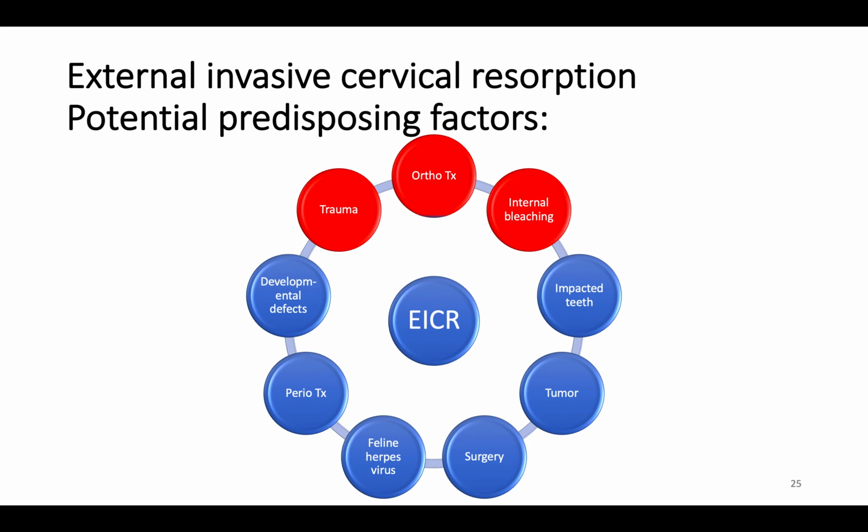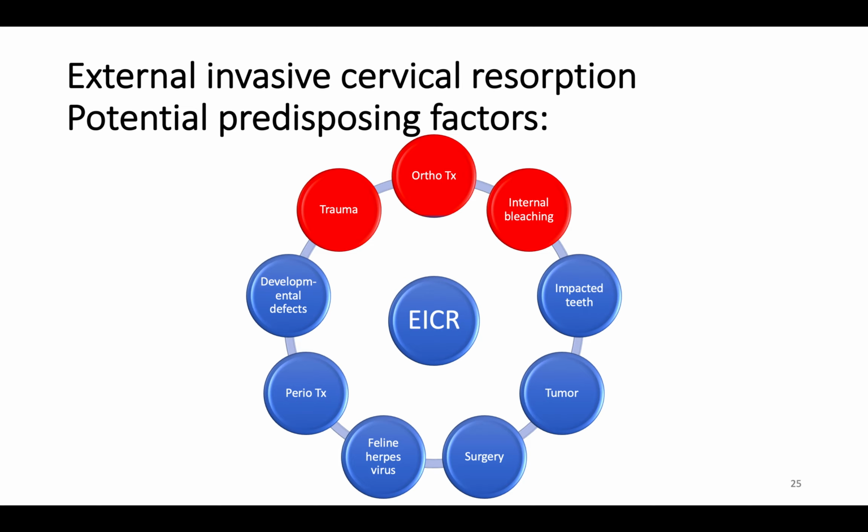There are different predisposing factors to this type of resorption, but especially trauma, orthodontic treatment and internal bleaching have been implicated, and if they happen in combination, they will cause invasive cervical resorption. So if the patient had a traumatic dental injury as a child and needed orthodontic treatment afterwards, and there was discoloration in the tooth, and the patient needed internal bleaching, the combination of these effects will result in invasive cervical resorption.